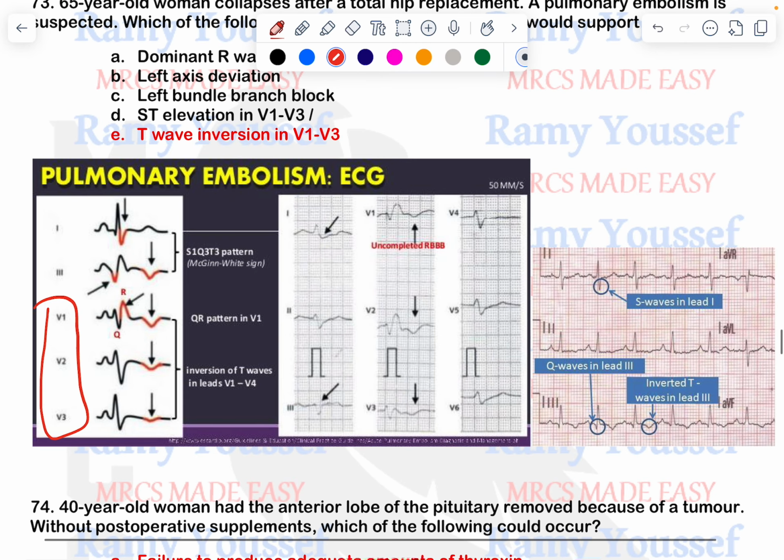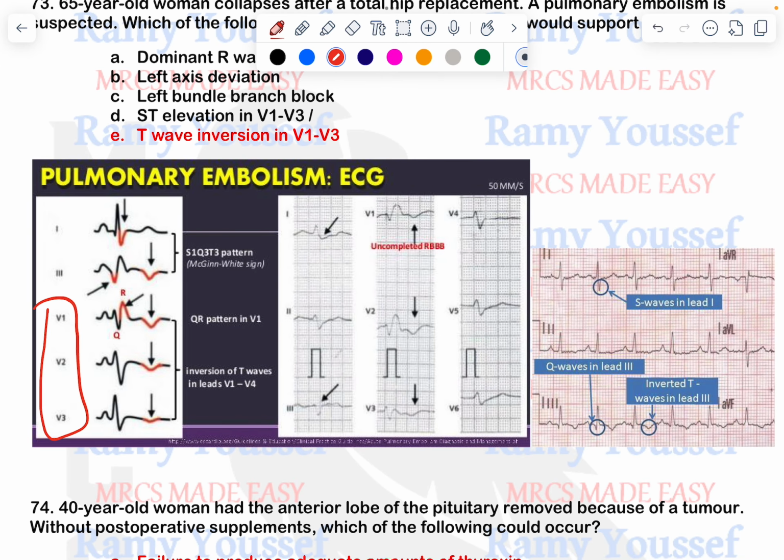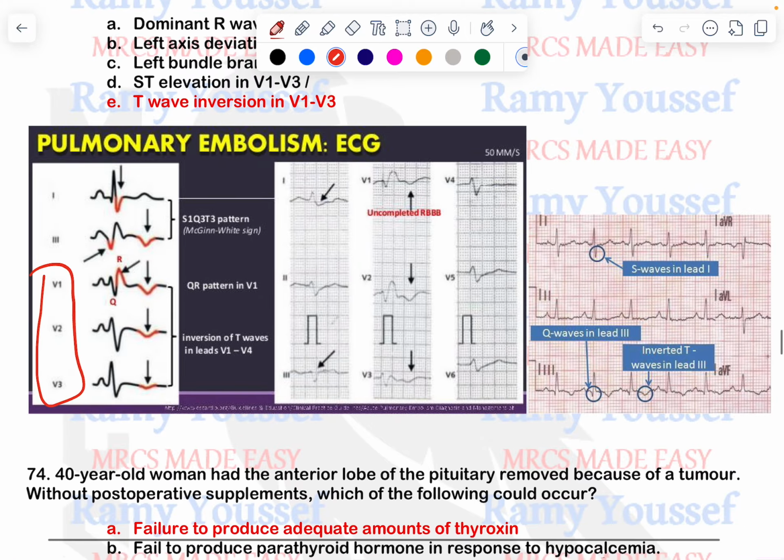A 40-year-old woman had an anterior lobe pituitary tumor removed, without post-operative supplementation. Which of the following could occur? With the anterior pituitary tumor there is hyperpituitarism that will lead to increased cortisol. Without post-operative supplementation, which of the following could occur? If it is removed, thyroid has to be supplemented.